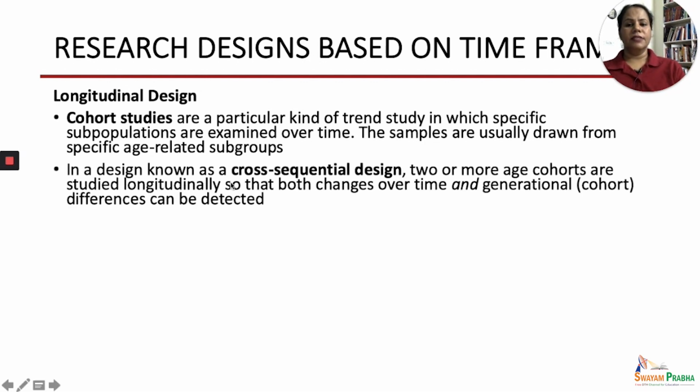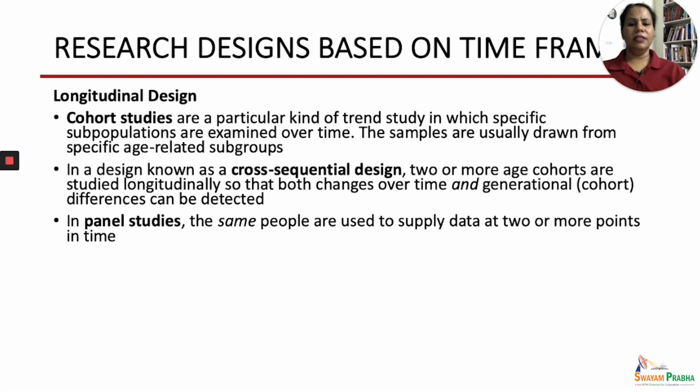Then another design is a cross-sequential design. Here two or more age cohorts are studied longitudinally so that both changes over time and generational cohort differences can be detected. Now here two or more age cohorts are taken, and then those particular cohorts are studied longitudinally, and then we see what changes have occurred in these age cohorts over time. So this is also a type of trend study only, but here we are taking the cohorts related to age. So this particular design is known as cross-sequential design.